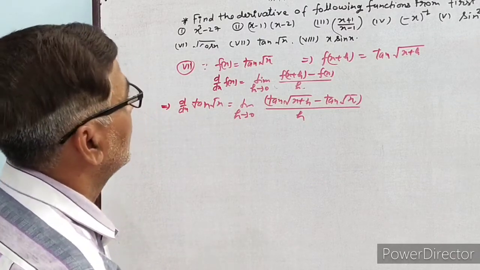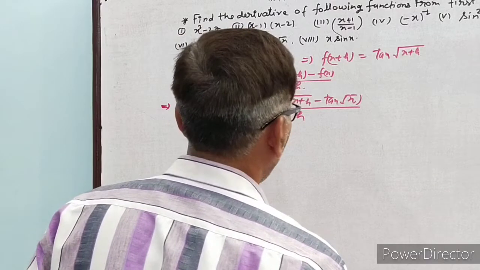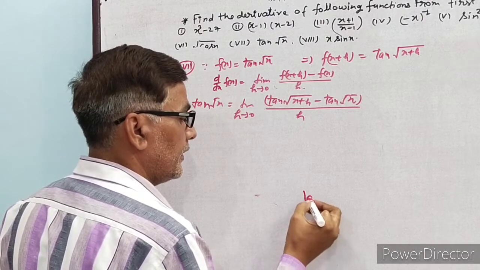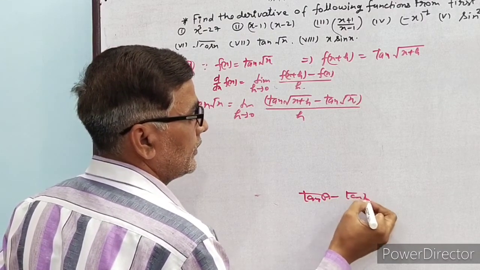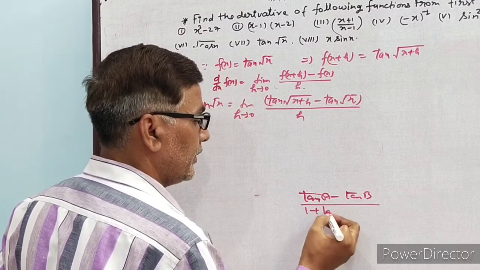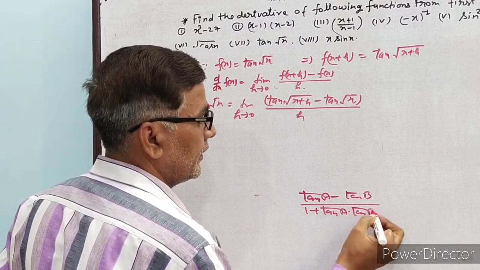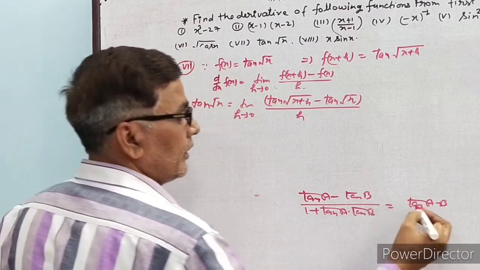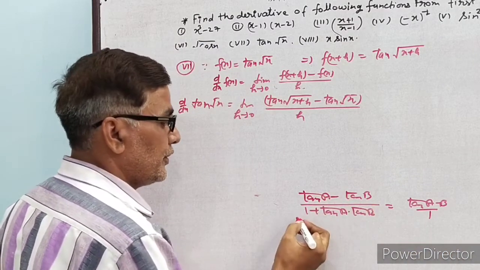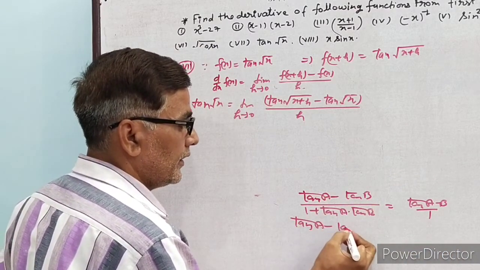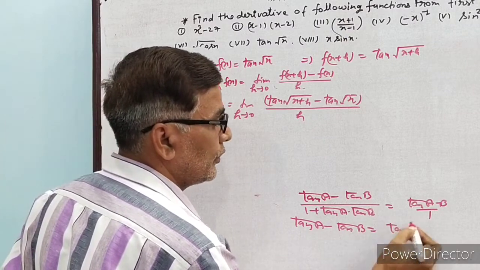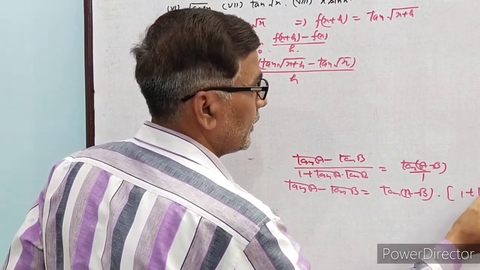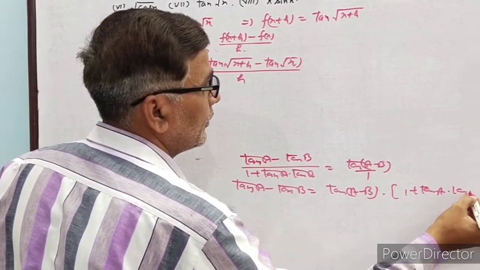To solve this question, we have to use a relation that is tan a minus tan b divided by 1 plus tan a into tan b is equal to tan(a minus b). On cross multiplication, we have tan a minus tan b is equal to tan(a minus b) into (1 plus tan a into tan b).